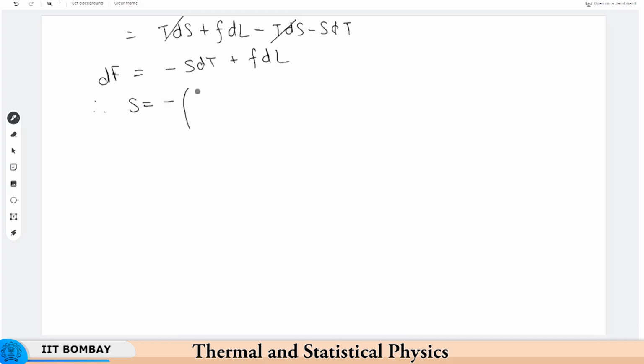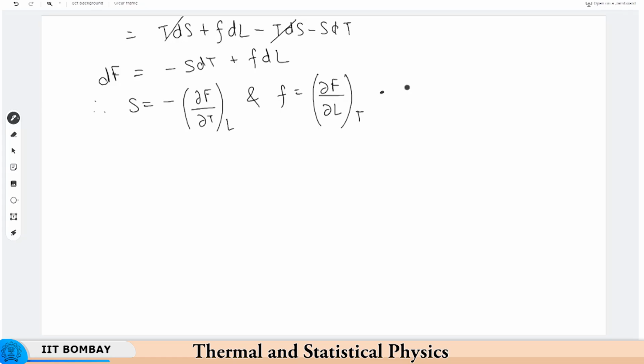So, this becomes TdS plus FdL minus TdS minus SdT. So, TdS cancels out, and we are left with minus SdT plus FdL, and this is dF. So, clearly we can see that S is the negative of the partial derivative of F with respect to T at constant length, and small f is the partial derivative of the Helmholtz potential with respect to length at constant temperature.